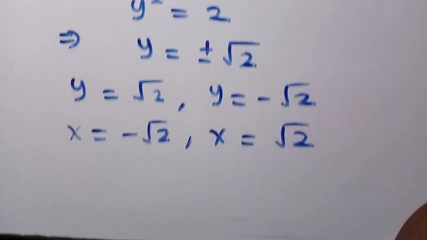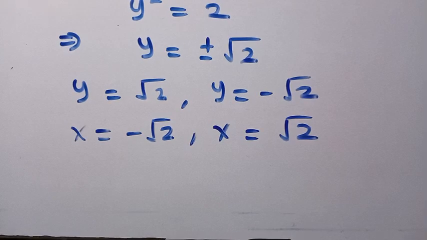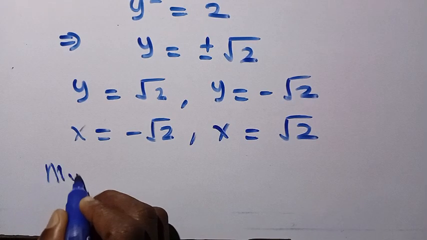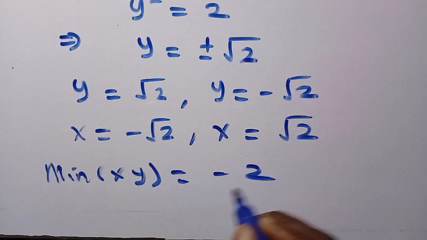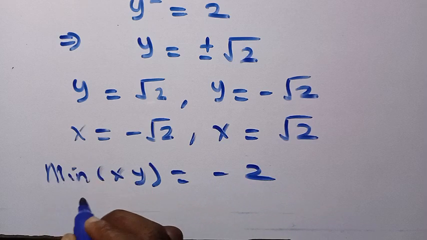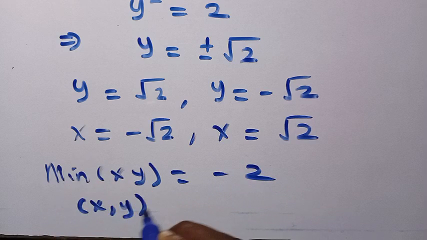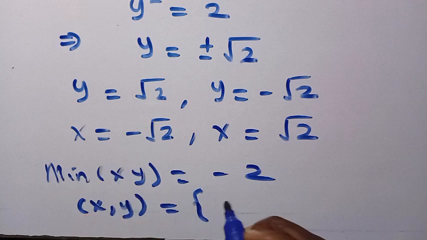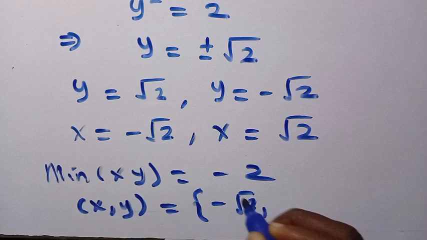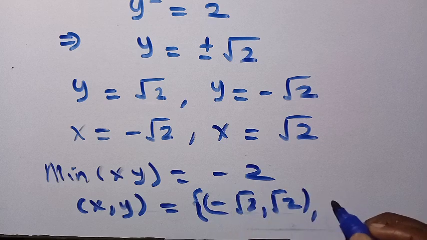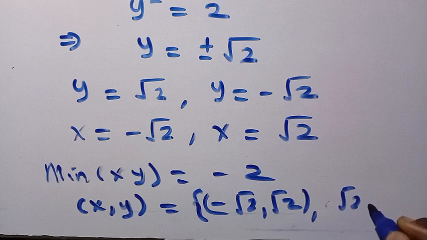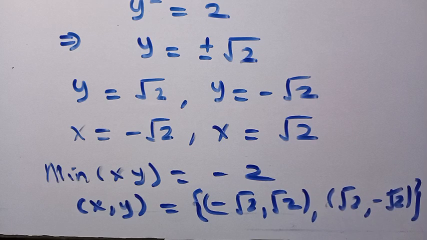Therefore, the minimum value of xy that we get here is minus 2, where the values of x, y are given as: if x is minus root 2, y will be root 2. And if x is root 2, our y here will be minus root 2. So this is how we solve this problem.